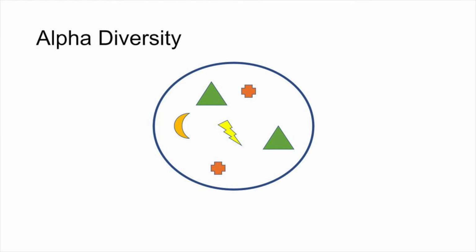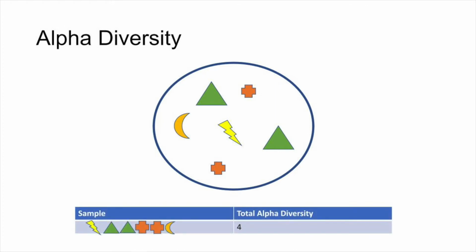For example, in the sample pictured here, there are a total of 6 shapes within the circle. The alpha diversity measure, observed species, looks at the total number of unique identifiers. So in this example, we can see that there are 2 green triangles and 2 orange crosses. Since there are duplicates, we will not count these 2 extra shapes, and we will count 4 unique shapes: the lightning bolt, the triangle, the cross, and the moon. So the alpha diversity of this sample would be 4.